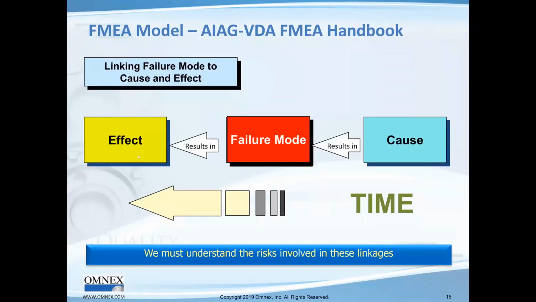So both the 4th edition and the AIAG VDA are looking at the same thing, with some differences. So at the end of the day, what are we trying to do? We're trying to understand the risk involved in these linkages between the failure mode, its cause, and its effect. Some people sometimes get a little confused that the effect is because of the cause. Really, the effect is a result of the failure mode.